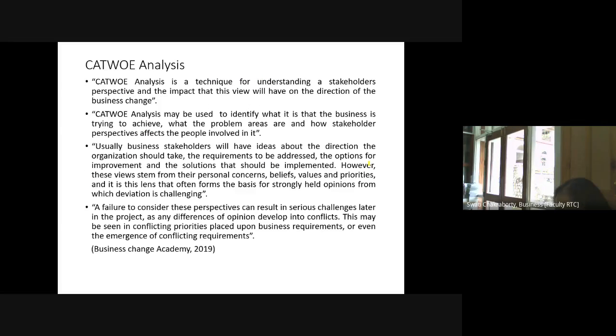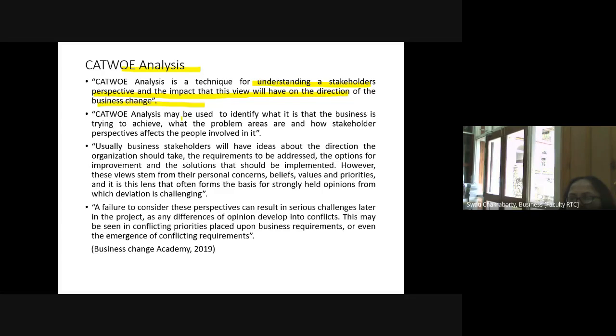Next that we have is CATWOE analysis. What is CATWOE analysis? It's a technique which is used for understanding a stakeholder's perspective and the impact that this view will have on the direction of the changes that the business brings about. So looking into the problems from the stakeholders' perspective and then bringing about changes.